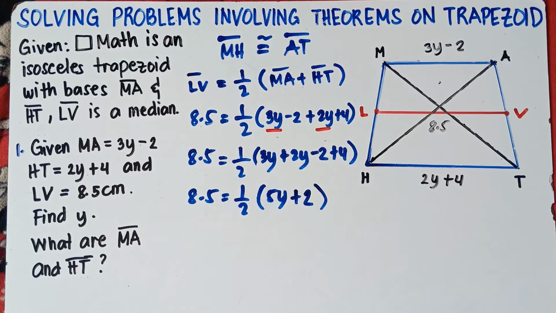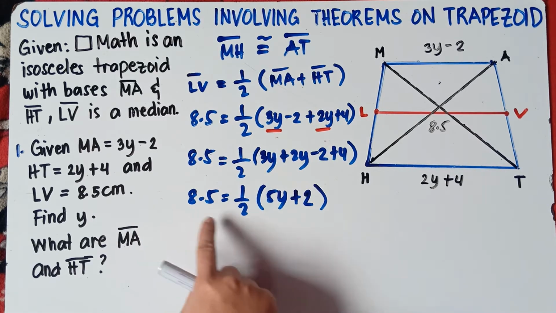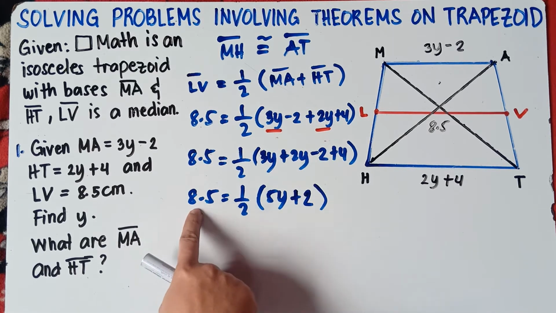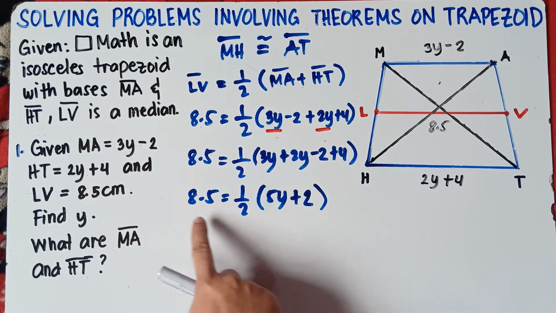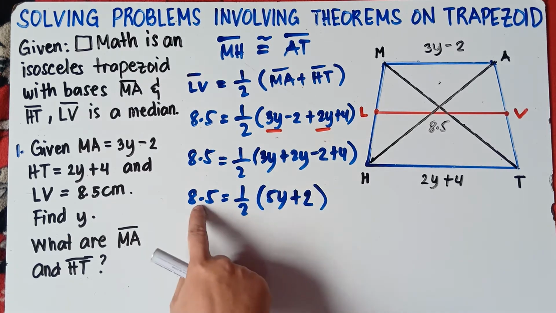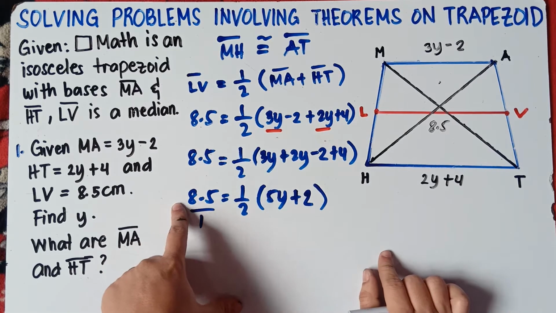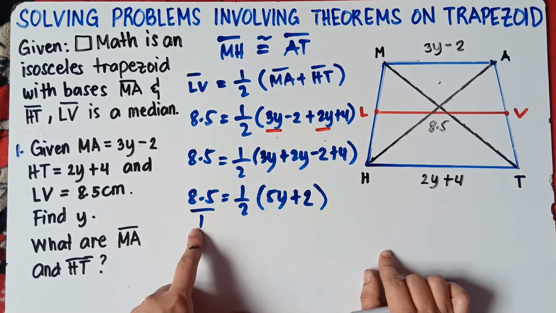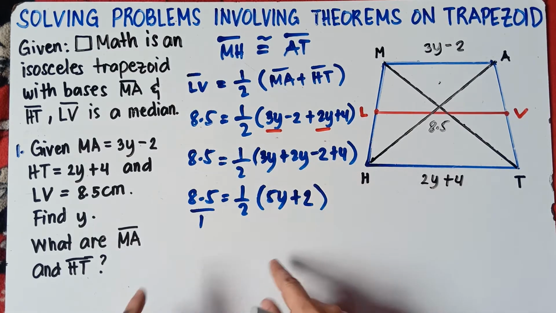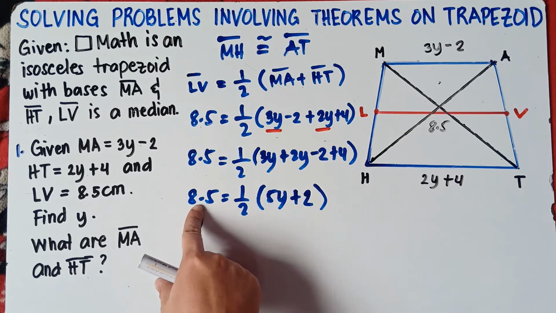Alright, so next step, class, to eliminate this 2, you can actually do cross multiplication. You multiply 8.5 times 2, but it will be more complicated, class, if you do the cross multiplication. Understood that there's 1 here. You can multiply 8.5 by 2, then 1 times this equation. So you can do that, but once again, it will be more complicated.